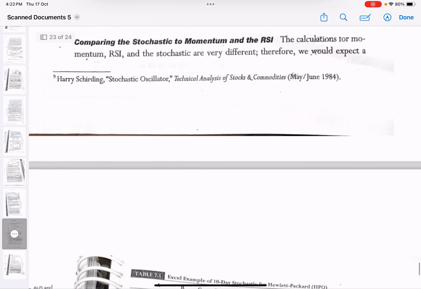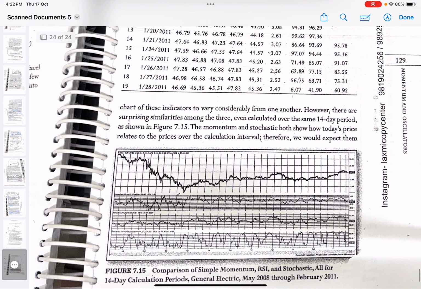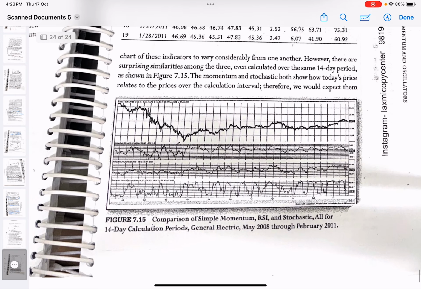Now let's compare the stochastic to momentum and the RSI. The calculations for momentum, RSI and stochastic are very different. Therefore, we would expect the charts of these indicators to vary considerably. However, if you actually plot all of these and look at the chart, you can see that all of them look just the same. They are plotted exactly the same, even though the calculations are very different. The momentum and the stochastic both show how today's price relates to the prices over the calculation interval.